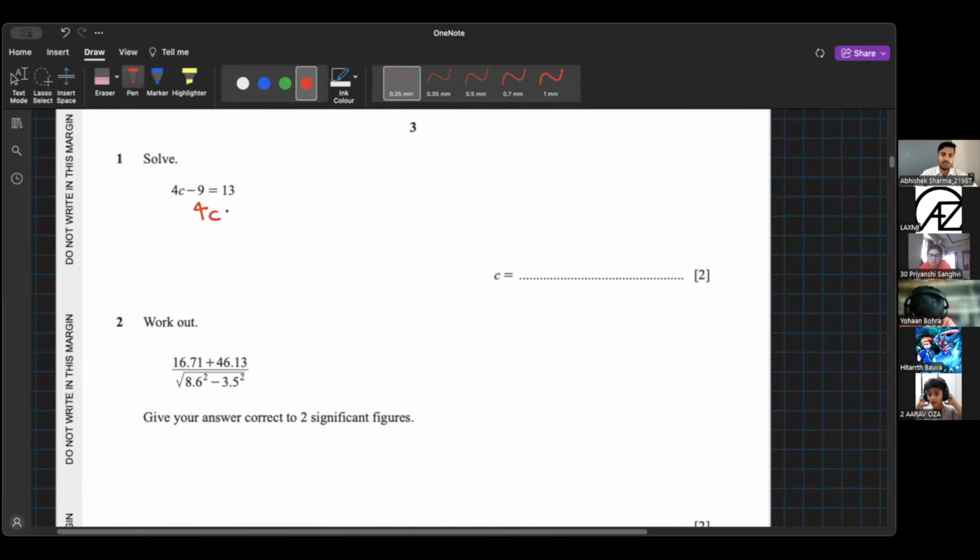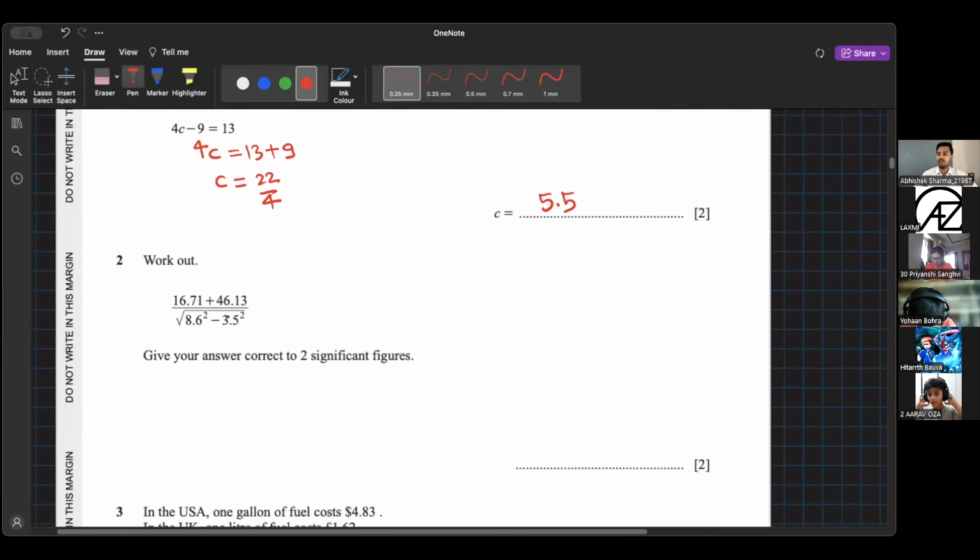So we can write 4c equals 13 plus 9, and c equals 22 upon 4, which is 5.5. That is 5.5, that's correct.